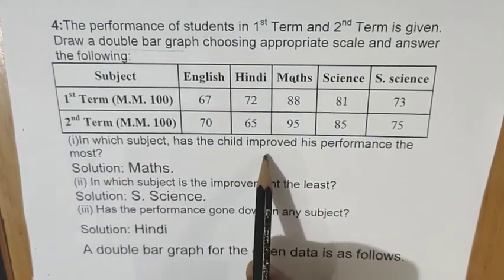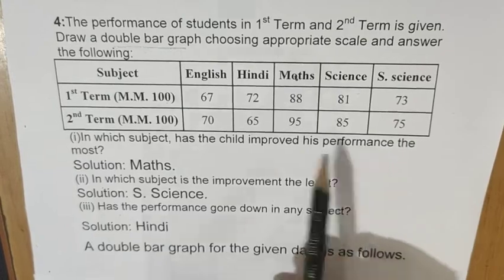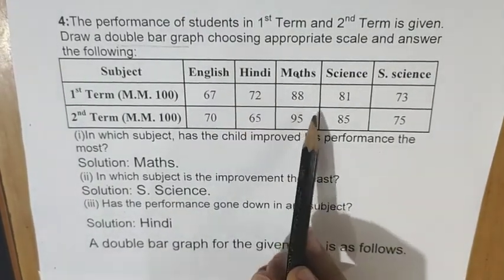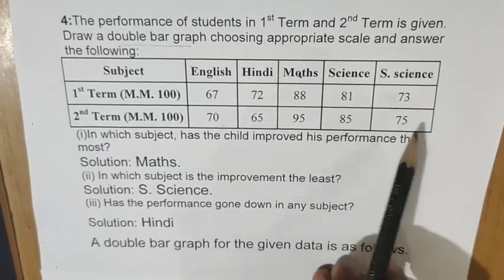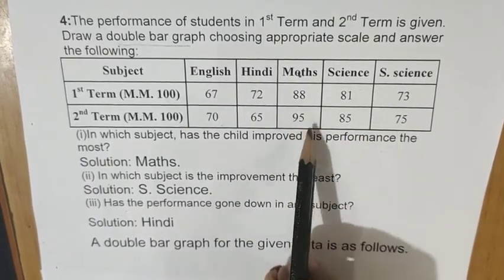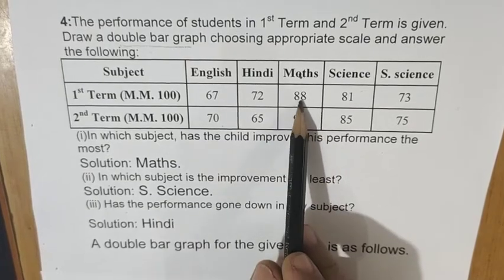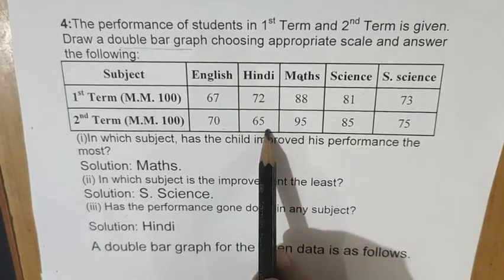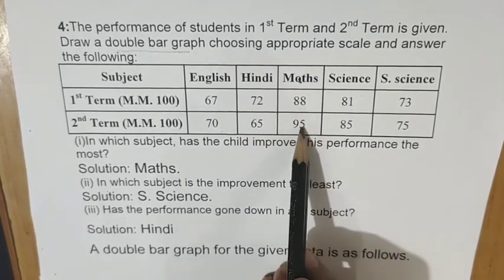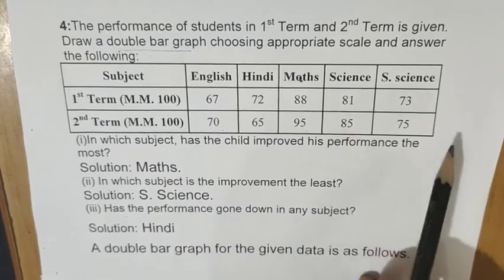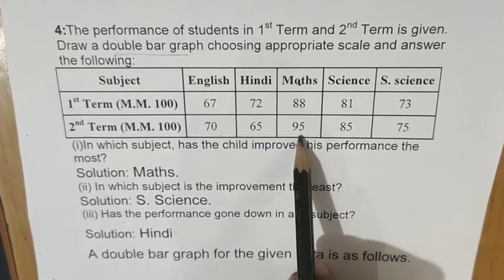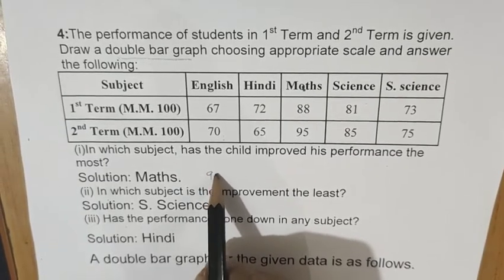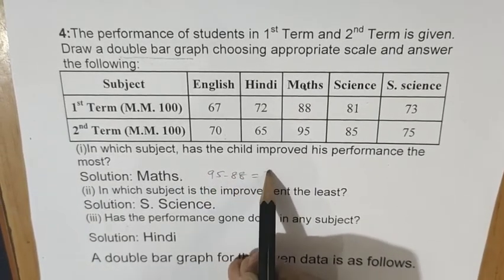In which subject has the child improved his performance most? See, 67 to 70, 72 to 65, 88 to 95, 81 to 85, 73 to 75. So which is the highest improvement? It is 88 to 95, right? It is just 3 in the first, and it decreased in the second, but here only 4 marks increased, here only 2 marks. So which is the maximum here? How many marks increased? 95 minus 88 equals 7 marks.